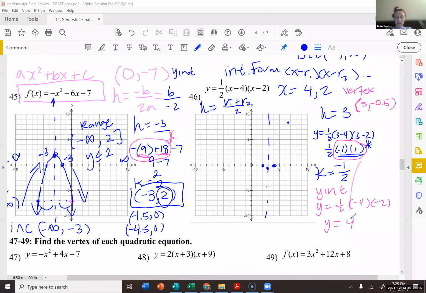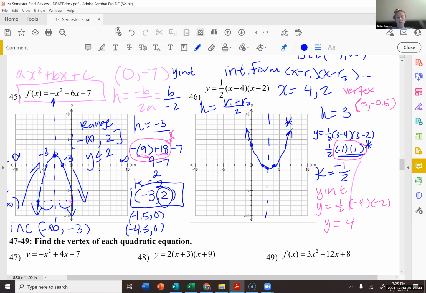And then I'll use that symmetry again in order to graph this nicely. So that's 4. That's again 3 units away: 1, 2, 3 over here. So now I've got a beautiful graph. I think that this is just a rogue point. I don't know how that got there.